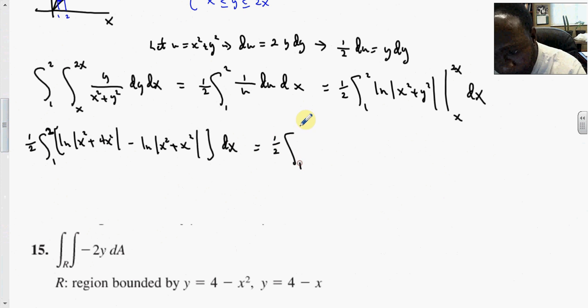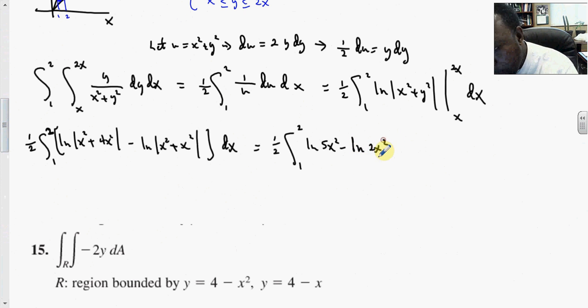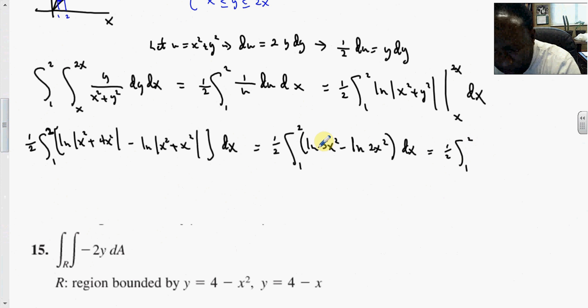1/2 times the integral from 1 to 2. This is the natural log. You can add those up, so we get 5x squared, the natural log of 5x squared, minus the natural log of 2x squared dx. And that gives us 1/2 times the integral from 1 to 2. This is the natural log of 5 divided by 2.